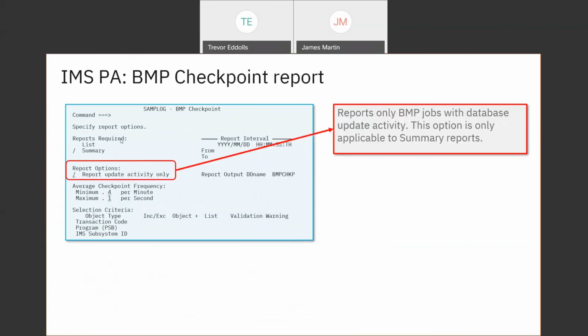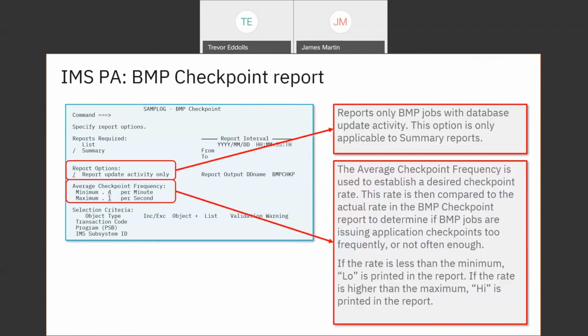Reports only BMP jobs with database activity, so I can tick this. I only want to see BMP jobs that are updating databases, or I can untick it and look at all of my BMP workload, right? And like I said, the average checkpoint frequency can be used to get a desired checkpoint rate for our BMP workload. And you can see here that if the rate is less than the minimum, you'll see a low reported in the report. If the rate is higher than the maximum, you're going to see high in the report. So that is an immediate eye catcher in the report.